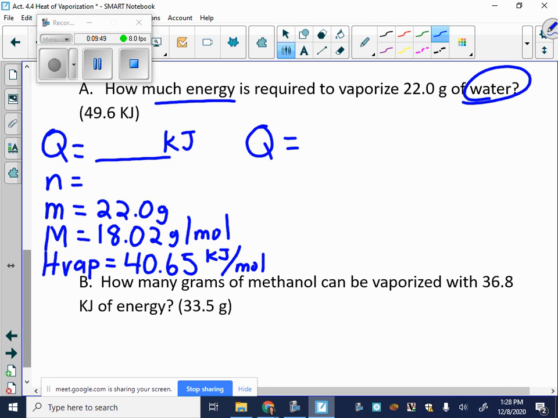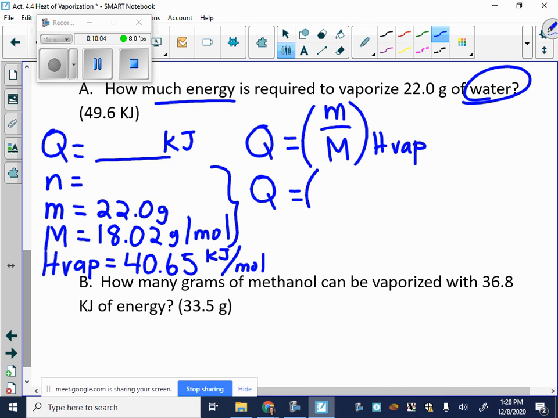So heat, and instead of finding the number of moles separately, we're just going to plug this into the formula, mass divided by molar mass times HVAP. Q is equal to 22 grams divided by 18.02 grams per mole times the HVAP, which is 40.65 kilojoules per mole.